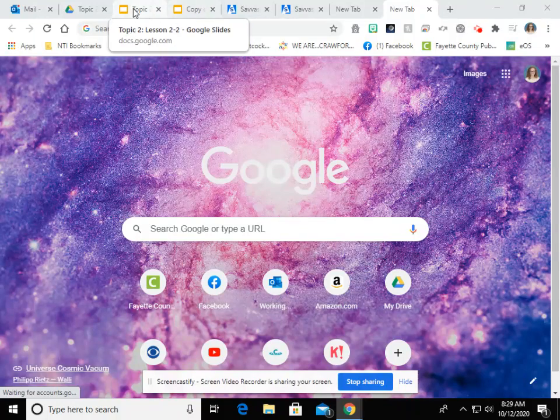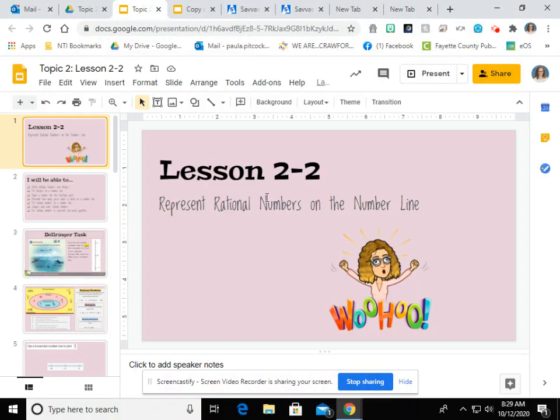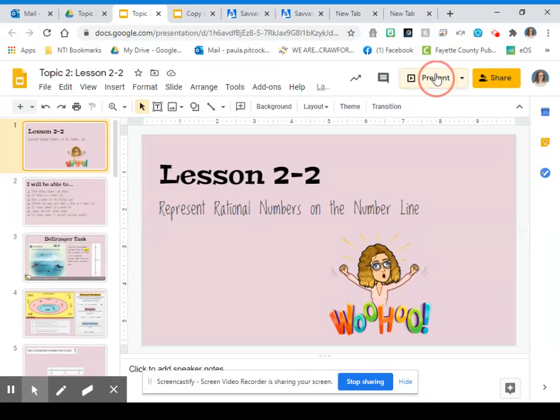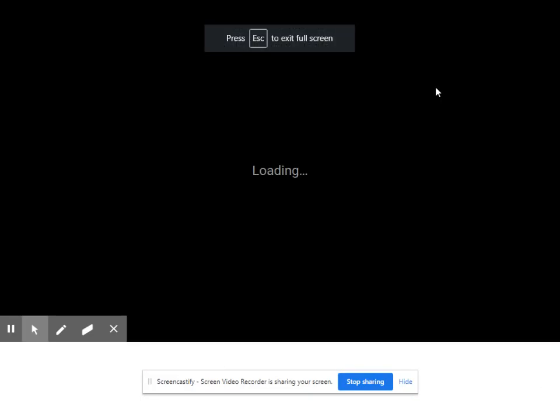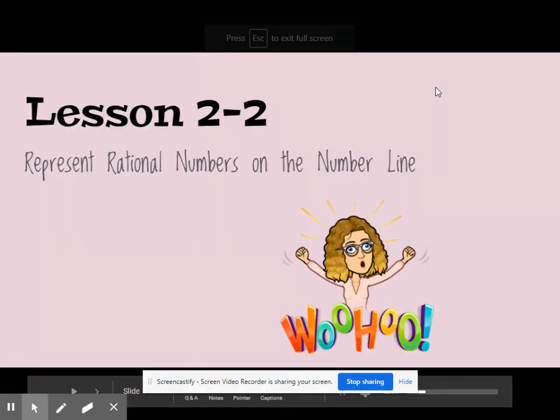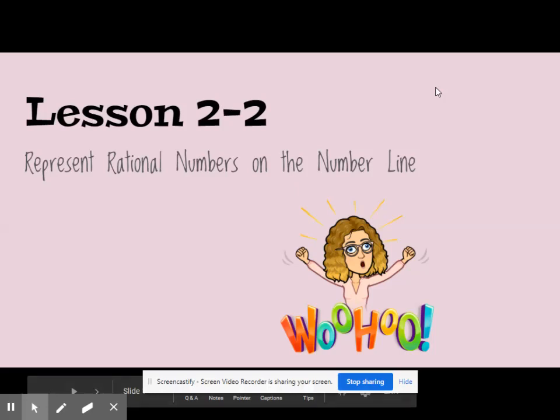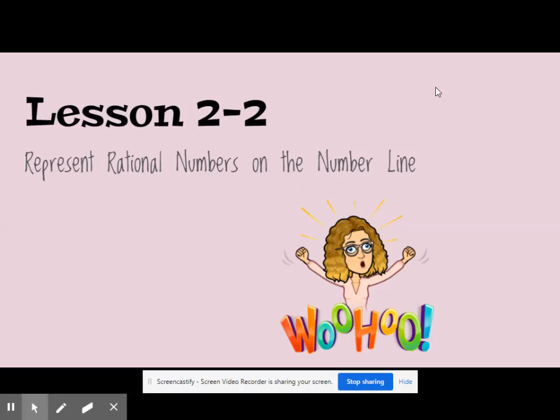Hello, guys. Today we are going to start lesson 2-2. Remember, we are in unit 2, which covers integers and rational numbers. And last week we spent our time focusing on integers, positive and negative whole numbers, including 0. Well, today we're going to start focusing on rational numbers on the number line. Okay, and we're going to get into what that means.